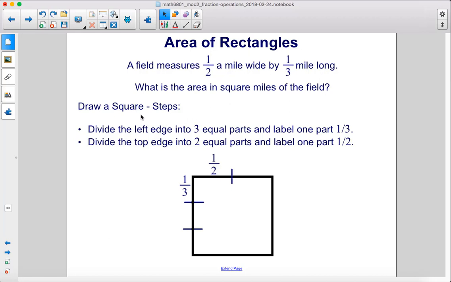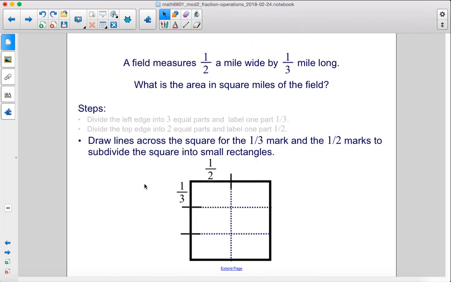Alright, so we're going to draw a square, and this square has equal sides, so each side is 1 mile long. We're going to divide the left edge into 3 equal parts and label one part 1/3. And we're going to divide the top edge into 2 equal parts and label this 1/2. Then we'll draw lines across the square for the 1/3 marks and the 1/2 marks to subdivide the square into small rectangles.